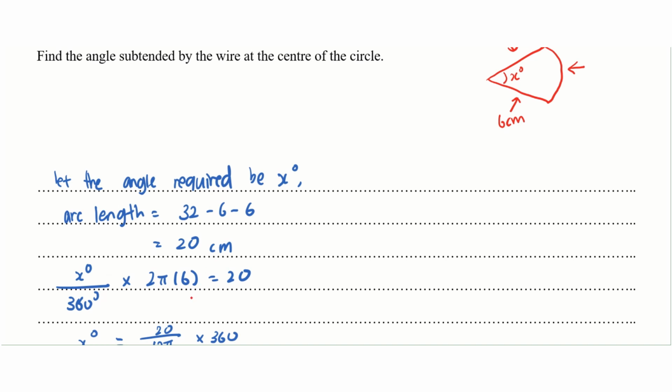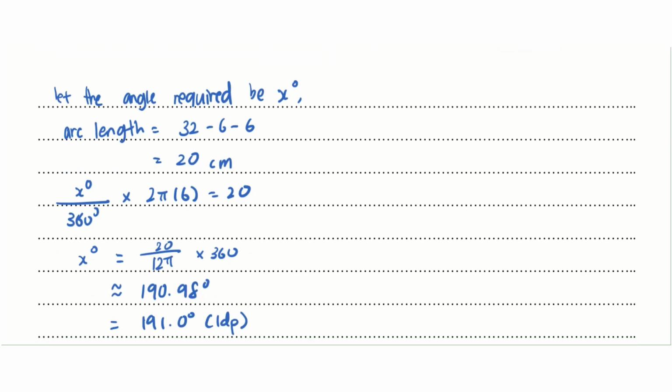Then we form an equation using the arc length formula, x degrees over 360 times 2 pi r, where r is the radius 6, equals 20 cm for the arc length. By manipulating the equation, we will eventually get x to be 191.0 degrees to 1 decimal place, since x is an angle in degrees.